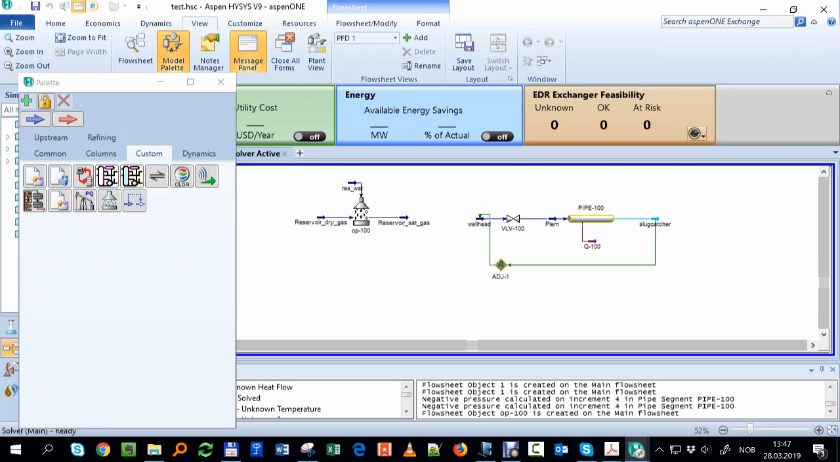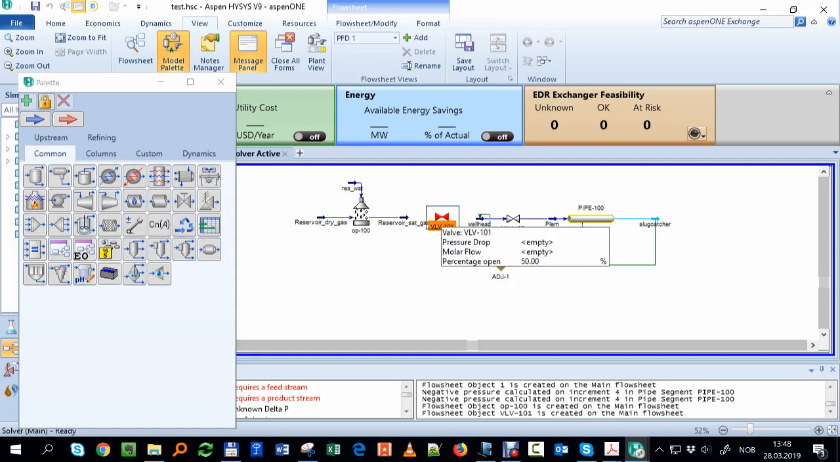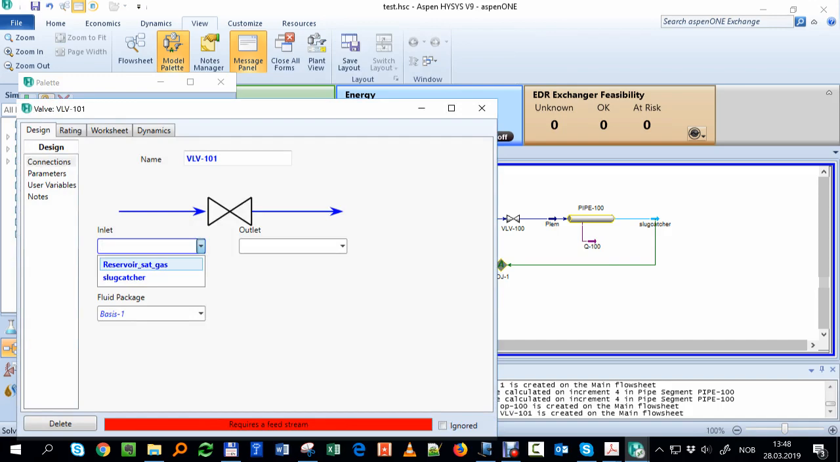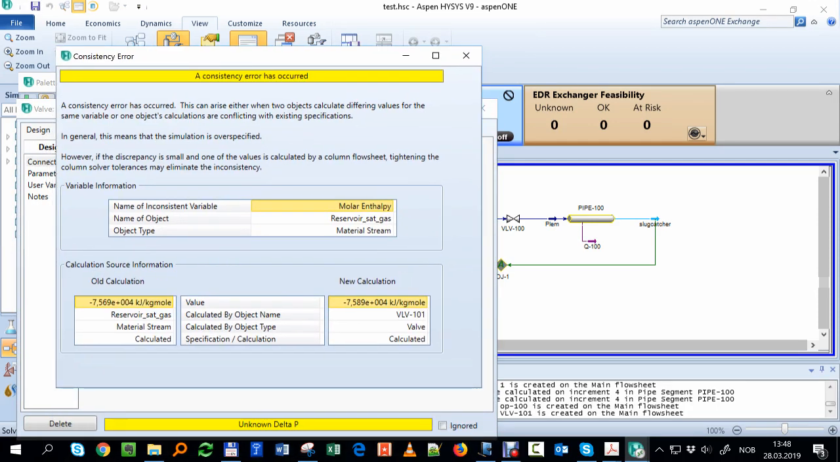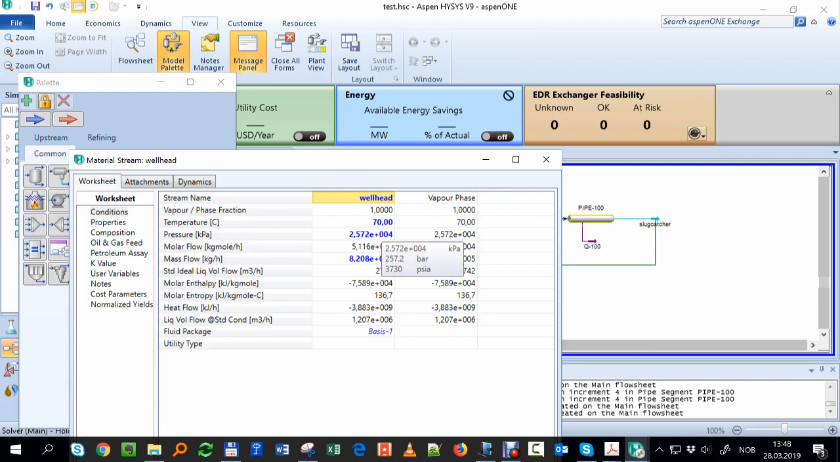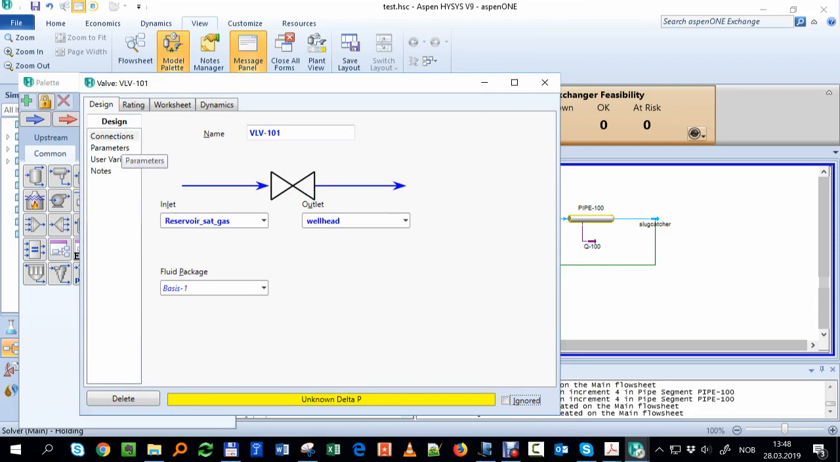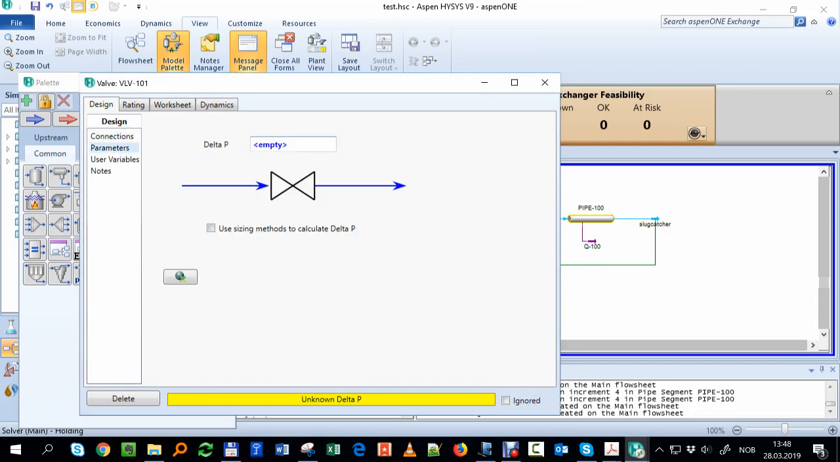Yeah? And after I have that, I have to connect it to the wellhead. So how do I connect it, take from reservoir to wellhead? A choke, okay, I could use a choke. And I simply connect it, inlet here, outlet will be, well, yeah, I have to remove the pressure, the temperature here. And maybe the pressure.